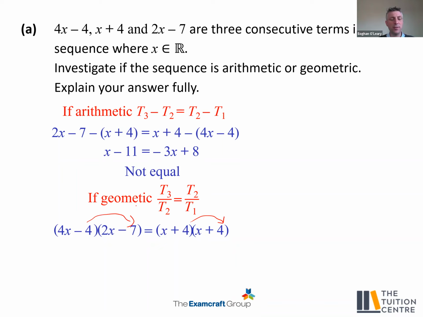You're going to have x squared on the right-hand side. You're going to have 8x squared on the left-hand side. You can multiply that out if you want to be absolutely sure, but you can at that point say these are not equal. So therefore, it is not geometric and it is not arithmetic. 5 marks. Okay.